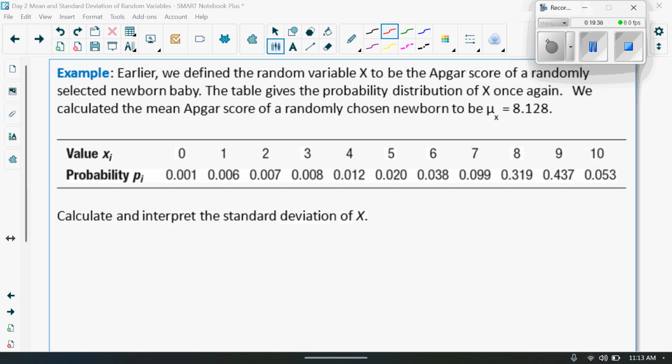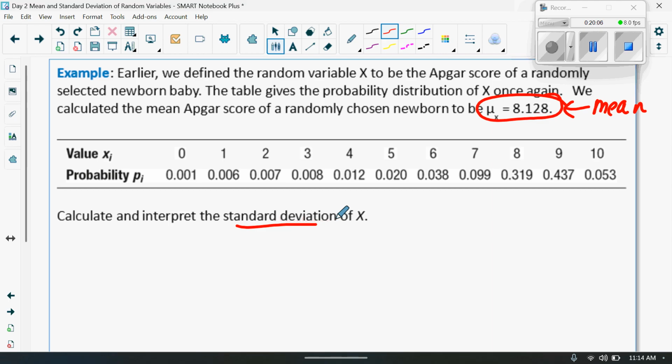So what I should have mentioned from the earlier example that I told you guys to do was that the mean was 8.128. This was the APGAR score of a baby, the expected value or APGAR score for many, many babies. If we took many, many, many babies, they would expect to get on average 8.128 on their APGAR score test. Okay, so that's the mean. I want to mention that. Why is that important? Because we need the mean in order to apply our standard deviation formula.